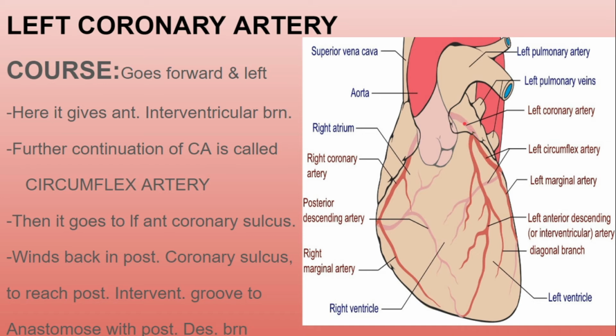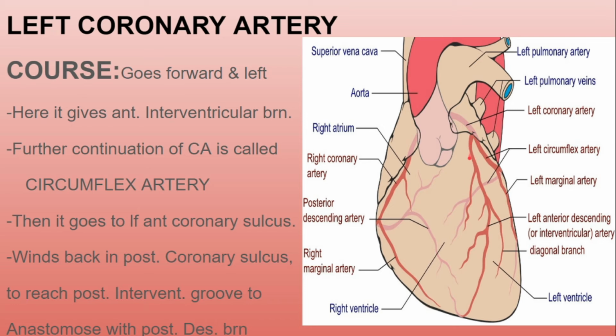As you can see, the artery first runs forwards and to the left. This is the front view. So it goes forward and to the left and emerges between the pulmonary trunk and the left auricle. The right coronary artery was emerging in between the pulmonary trunk and the right auricle. So same way here, pulmonary trunk and left auricle, simple.